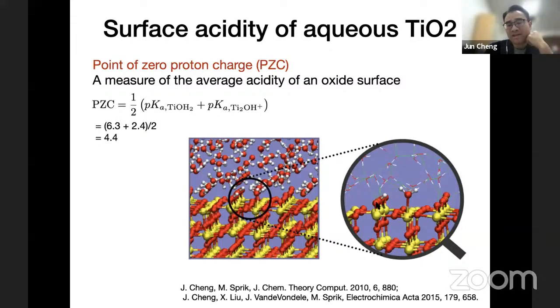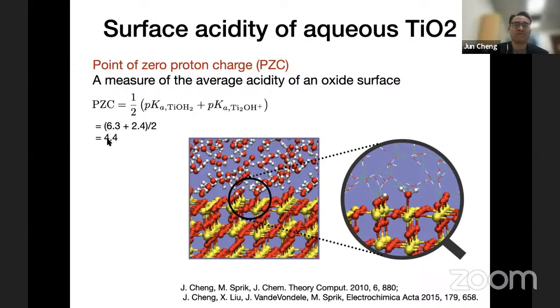And there's another type of site, a bridge site, which can also get protonated. So you form a bridge OH, in some sense you can call it the OH plus. So that's another conjugate base and acid. So you basically have two pairs of acidic sites, right? We could calculate the pKa's of those two sites, and the point of zero proton charge is really just the average of the two pKa's. It turns out from our calculation, the point of zero charge is around 4 or 5 pK units. That's basically what is also experimentally measured. So that's the PZC for TiO2. So the calculation seems not bad.